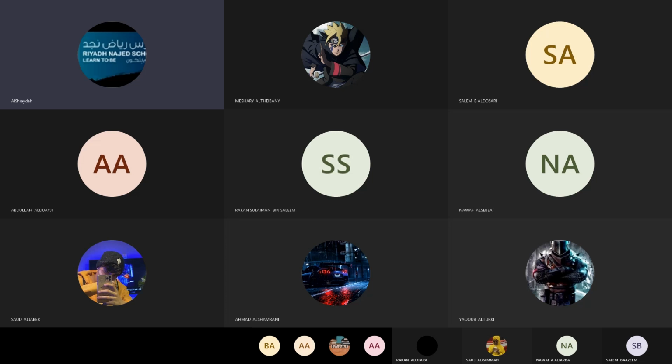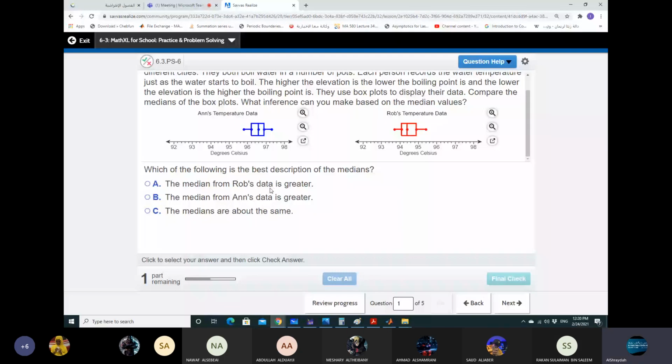The median here and the median here. I think the median in the teacher's row is greater. The median here is 94. Sorry, I didn't see the names.